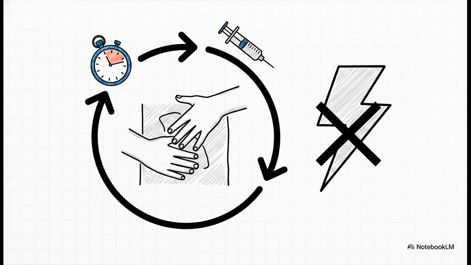As you scan left to right on the lower row, you'll spot several no-shock symbols. That doesn't mean we're adding weird new treatments. It just clarifies that at every brief 2-minute rhythm check, if they are still in PEA or asystole, we still don't shock. We just keep doing what works. Continuous 2-minute CPR cycles and pushing epinephrine every 3 to 5 minutes, all while trying to figure out what caused the arrest in the first place.